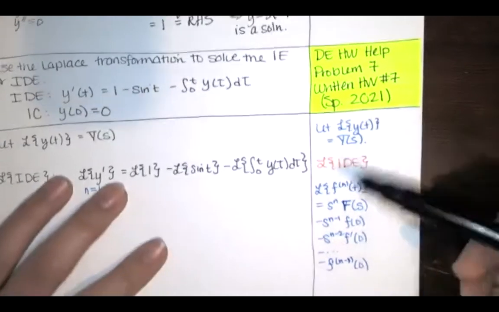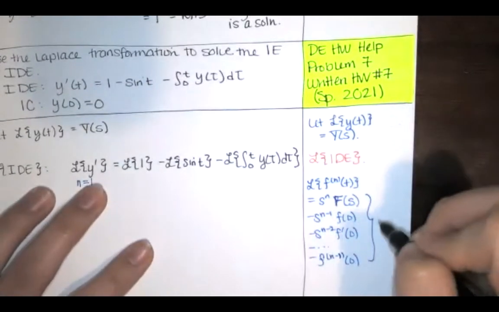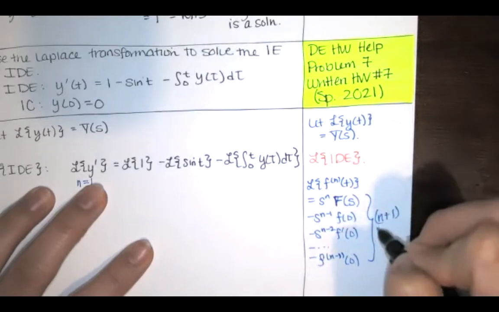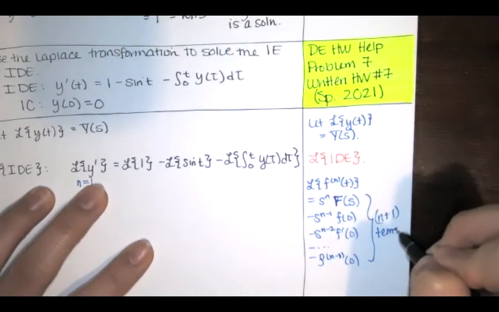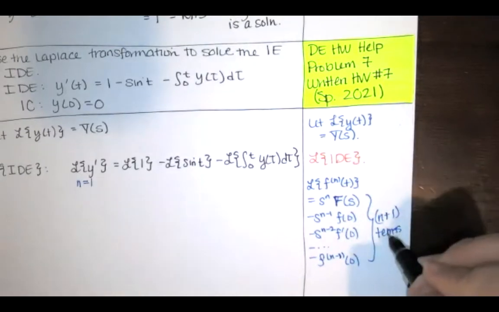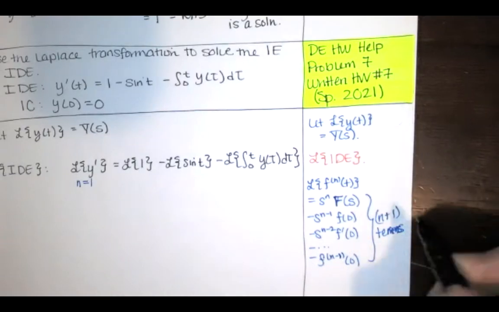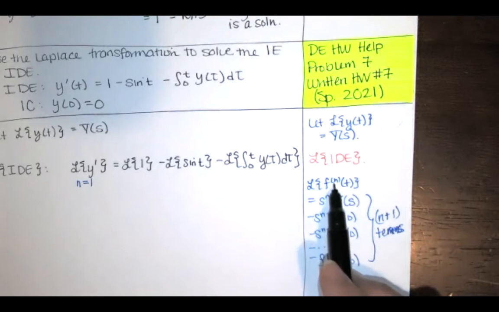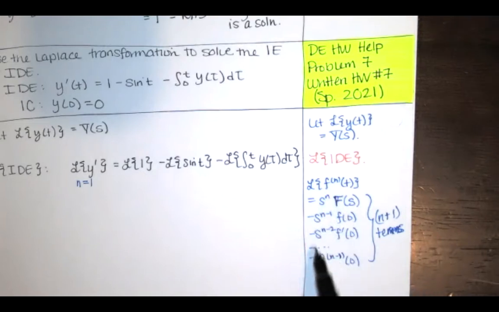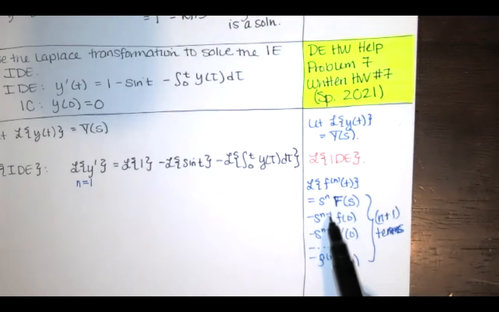So let's look at this pattern. You're going to have n plus 1 terms here. You start with s to the n, and the rest of the terms start with a negative s to some power, and the powers of s decrease. So you'll have s to one less power, and then one less power, and so on until you have an s to the 0. So the last one doesn't have any s's in it.